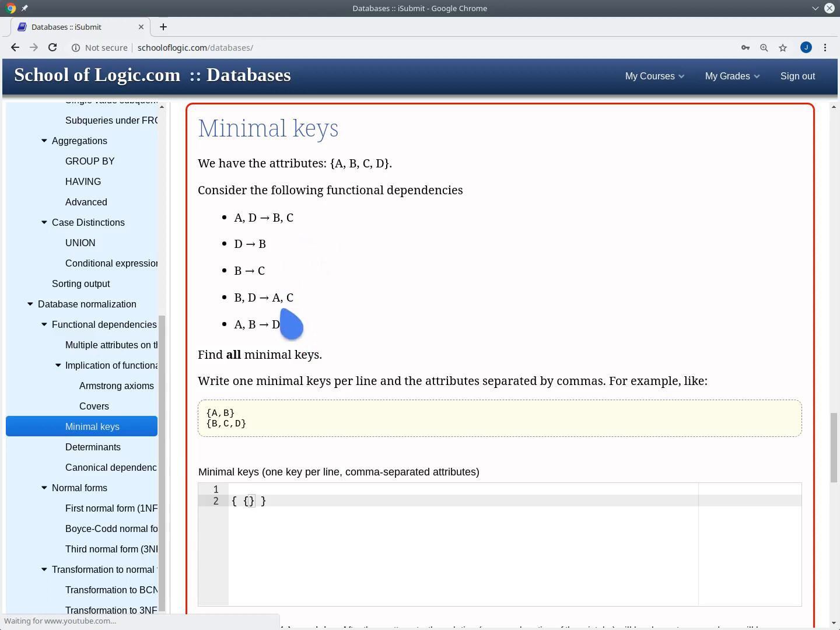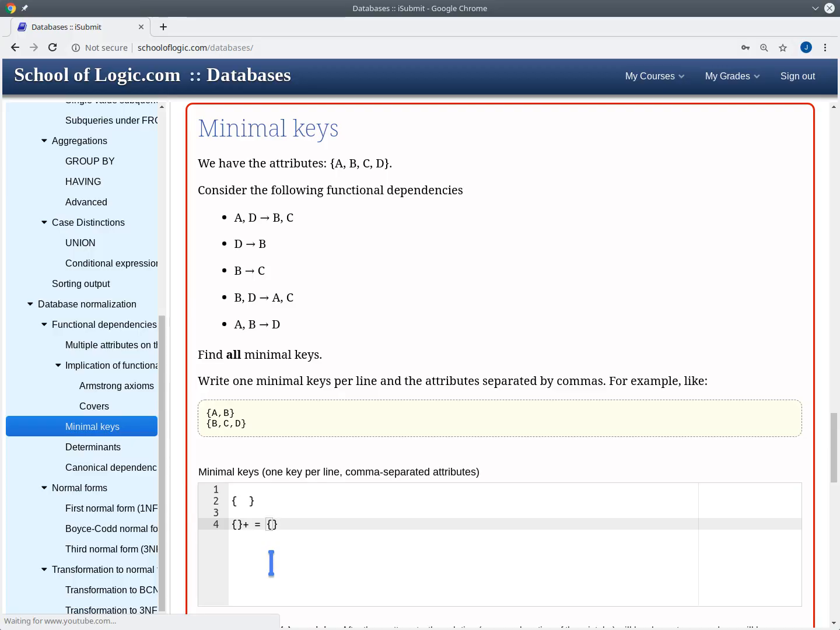A appears on the right hand side, B appears on the right hand side, C appears, and D appears. So all of our attributes appear on the right hand side, so we are unlucky. We start with an empty set. Then we pick the smallest candidate, which in this case is the empty set. We compute the cover. What's the cover of the empty set? The cover of the empty set is just the empty set.